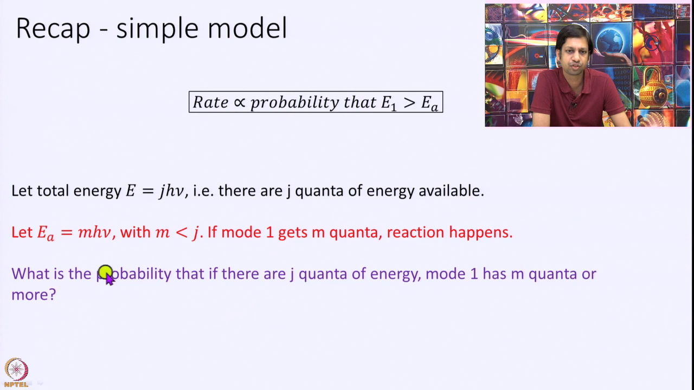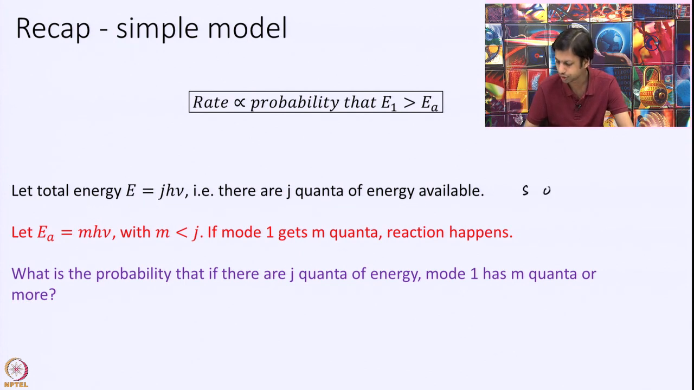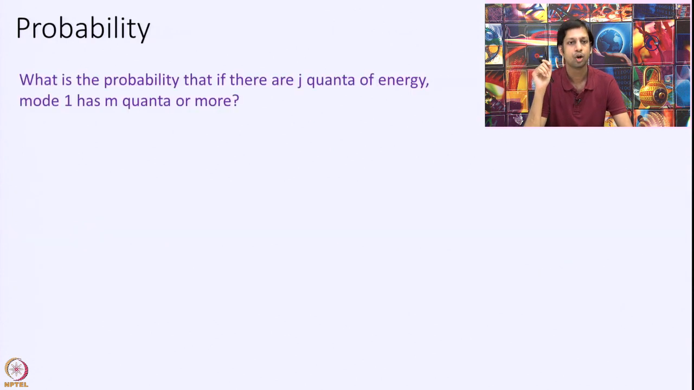So, what we are really asking is, what is the probability that if I distribute J quanta among S oscillators? One thing I have forgotten to mention in this recap is that there are S oscillators, and we are putting these J quanta in S oscillators. And what is the probability that the first mode will get m quanta or more? So, today we are going to calculate this probability.